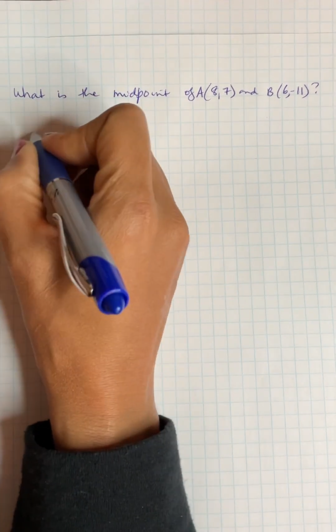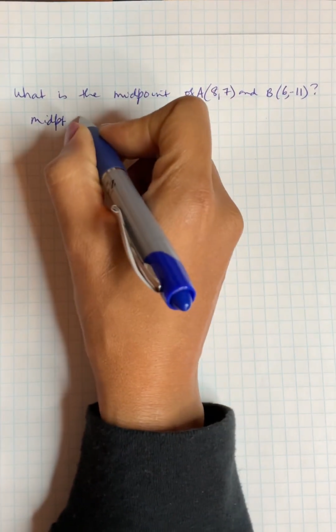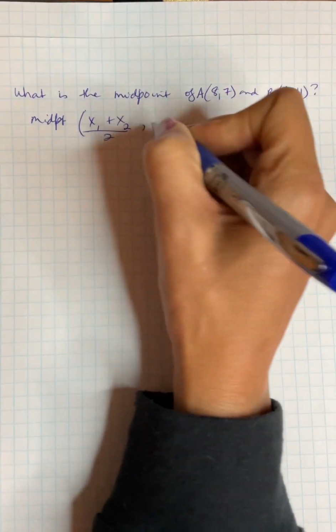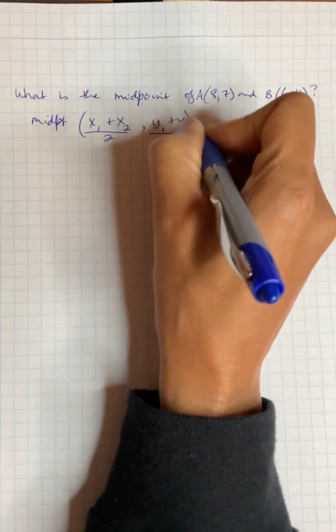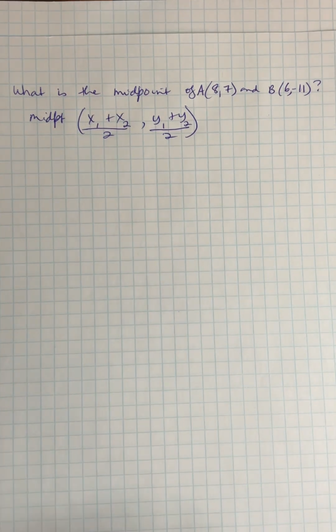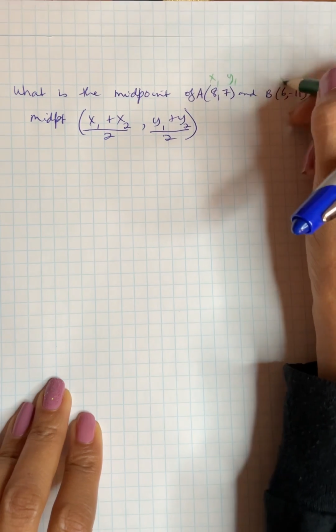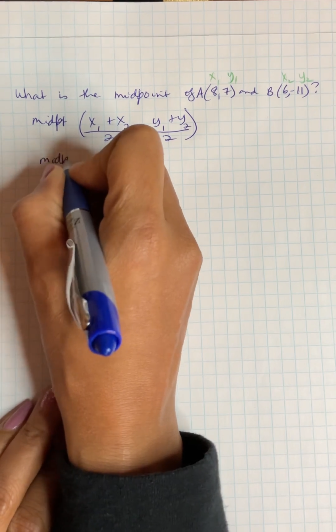The midpoint formula is: x1 plus x2 divided by 2, and then y1 plus y2 divided by 2, and that will be your coordinates for the midpoint of your line segment. So let's start off first. We are going to label our coordinates as x1, y1, x2, y2. And now let's plug it into our midpoint formula.